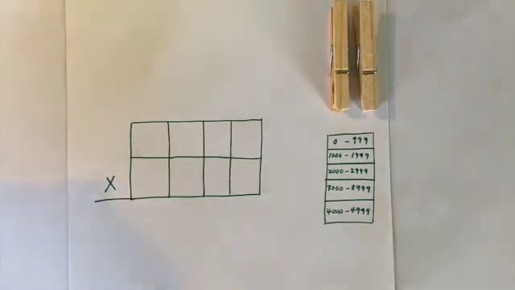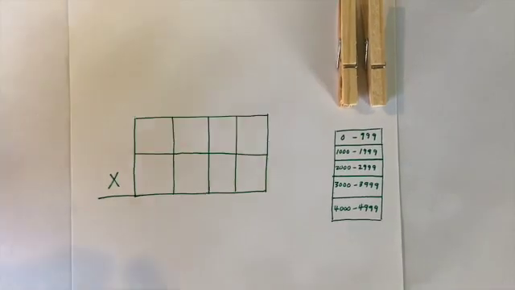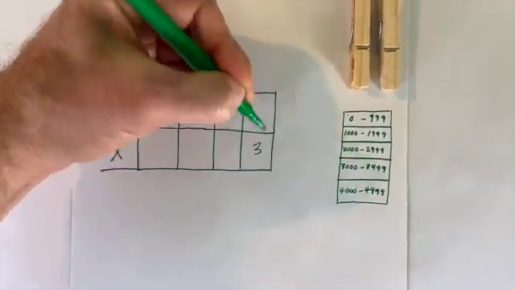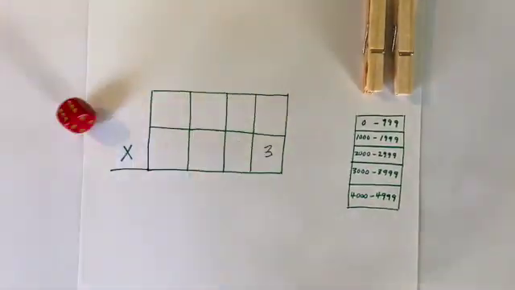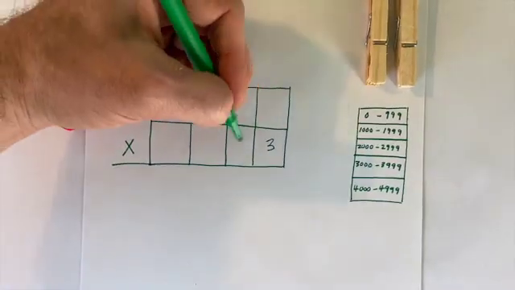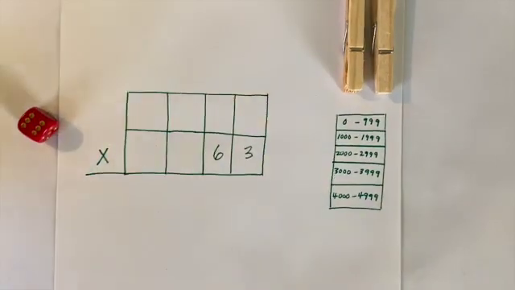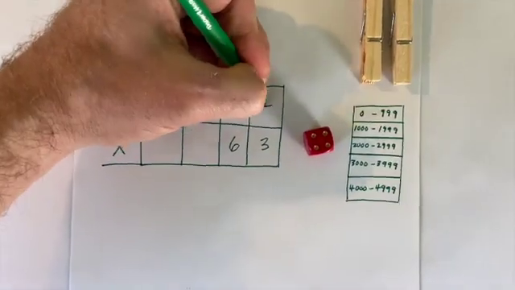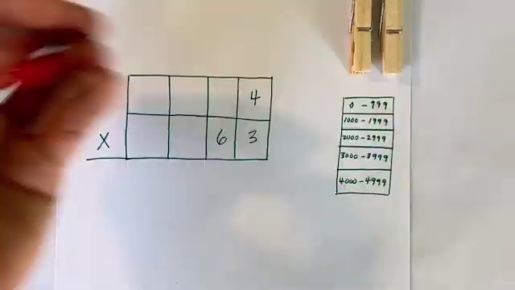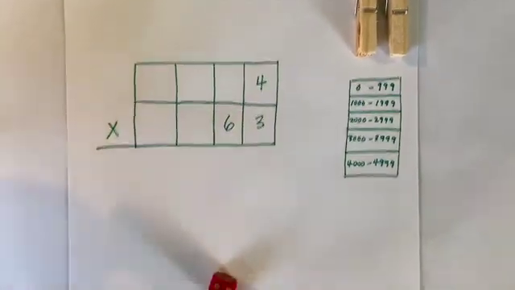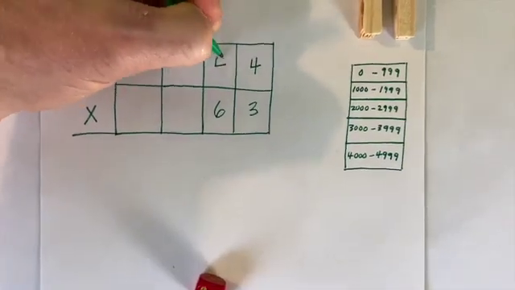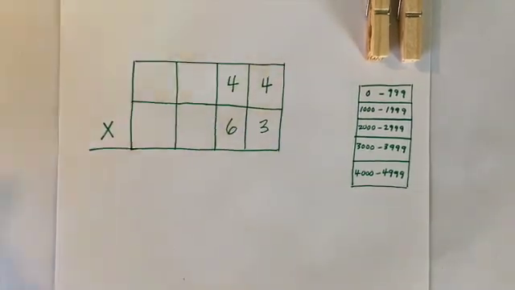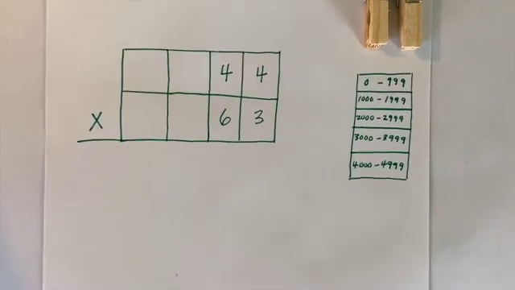Player 1 starts by rolling the die 4 times. That is a 3, so I'll mark a 3 into the bottom right-hand corner. Next is a 6, so whatever we're multiplying is going to be by 63. A 4, and now that's another 4. Okay, now I need to estimate. So let's see, 44 times 63.